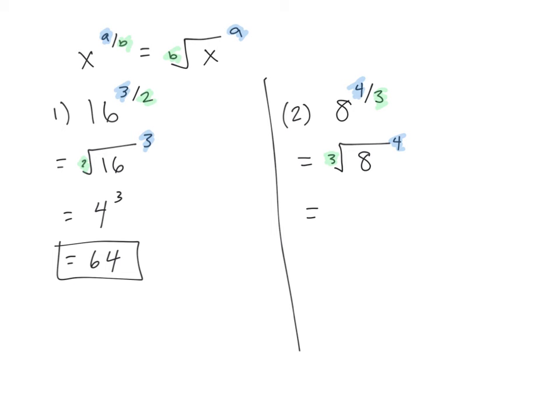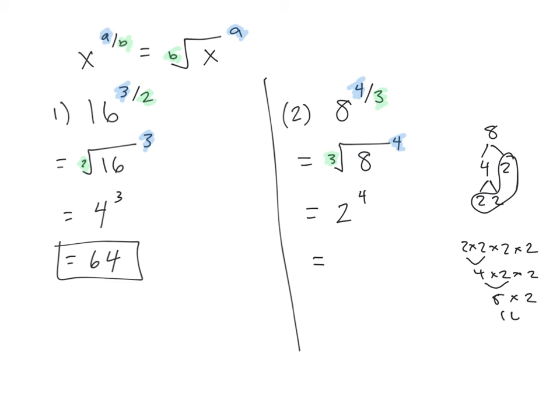All right, let's take a look at this one. I can rewrite it with my 4 in the exponent, 3 on the root. I'm looking for the third root of 8, which, 8 is 4 times 2, and then 4 is 2 times 2. So 3 2's is going to make 8. So then it would be 2 to the power of 4. 2 to the power of 4 is 2 times 2 times 2 times 2, which is 4 times 2 is 8, times 2 is 16. So 8 to the power of 4 over 3 would make 16.